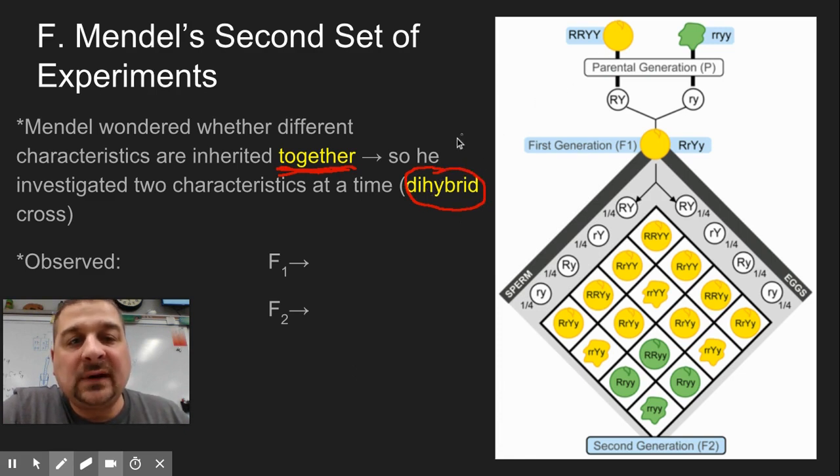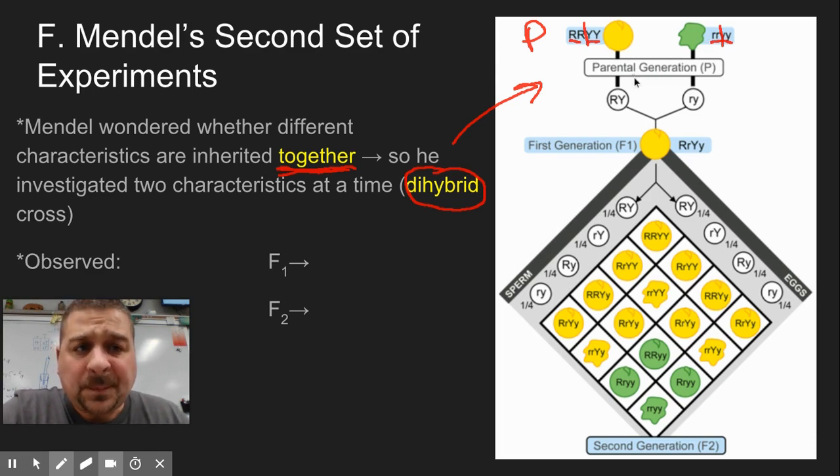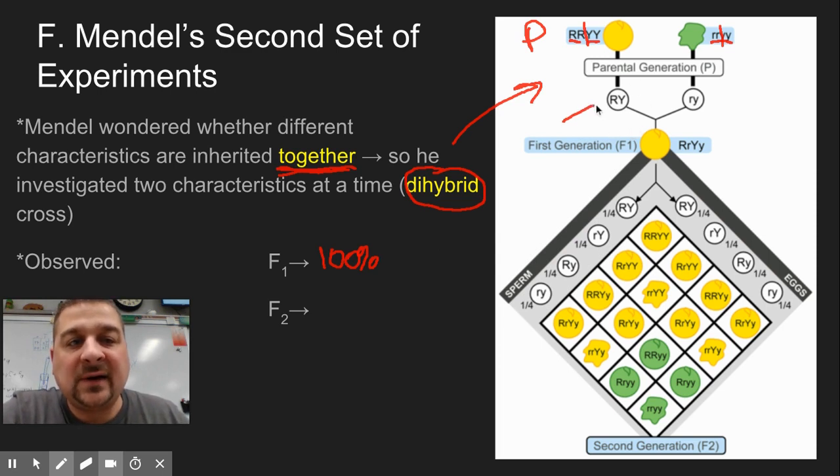Looking at the picture, in the parental generation we're taking a pure dominant with round and yellow seeds. So you've got 2 traits there, seed shape and seed color. And over here is the pure line recessive, wrinkled and green. Now, when he crossed them, all of the F1 generation, 100%, were what phenotype? Can you figure that out by looking at the diagram?